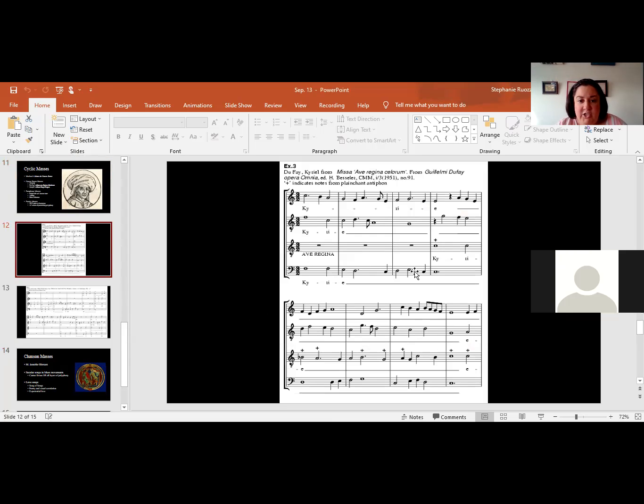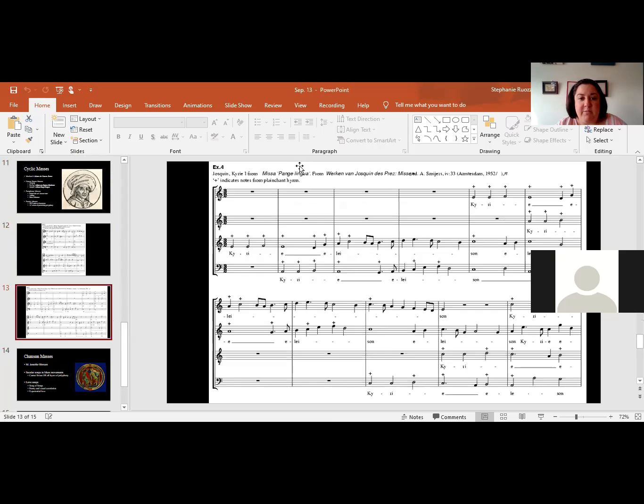So here's the Ave Regina Caelorum. There's that antiphon in our tenor. Here's the polyphony around it. Same thing with the Missa Pange Lingua. Here's that hymn. Here's the polyphony around it. So it's always the tenor voice, always the tenor.